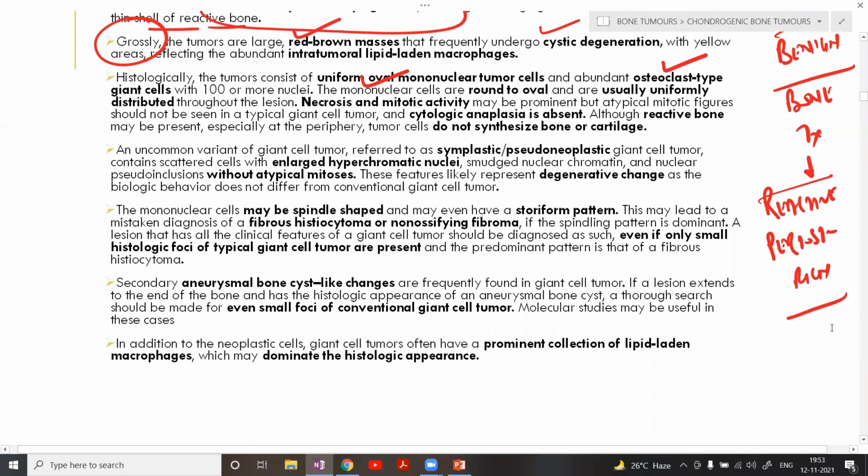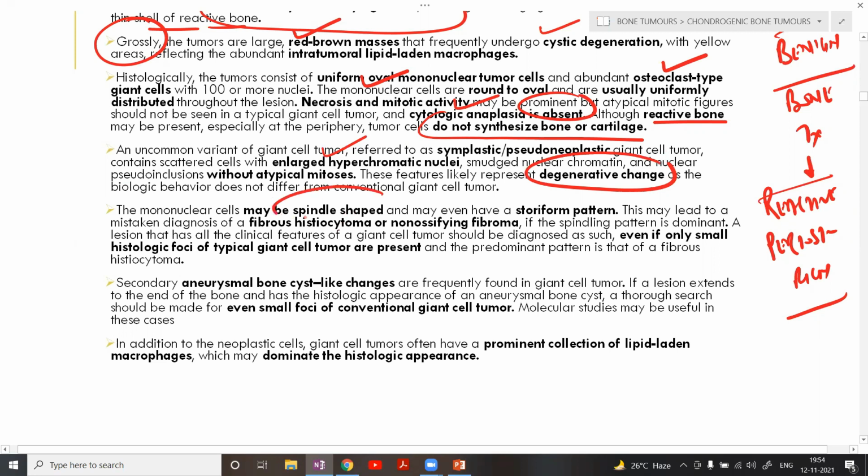Coming back over here, again, as I told you, cytological atypia is absolutely not there. And remember, because it is a benign tumor, there might be reactive bone formation surrounding it. But the tumor cells themselves are not synthesizing any bone or cartilage. So you will not see any bony matrix or cartilaginous matrix. Sometimes these cells might be enlarged and hyperchromatic, but without any atypical mitosis. These represent degenerative changes in a GCT.